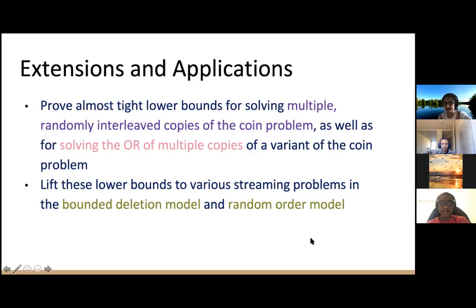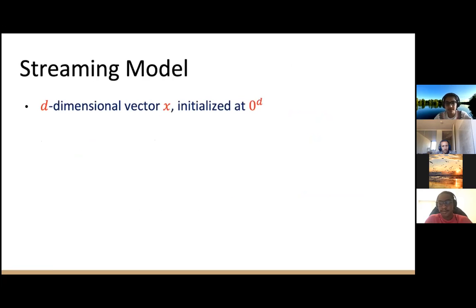I would not go into the details of the first bullet point, where we extend our coin problem to proving lower bounds for solving k copies of the coin problem or solving the OR of k copies of the coin problem. But next I would like to go into a bit of detail of one of the streaming lower bounds that we prove. So before that, let me describe the streaming model.